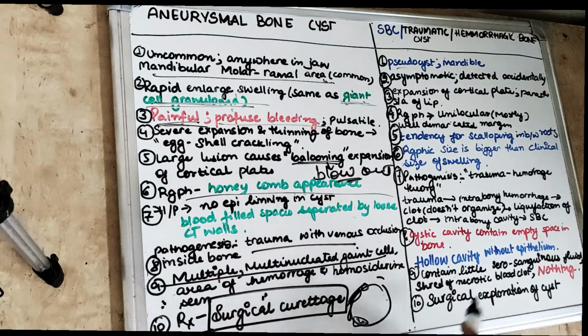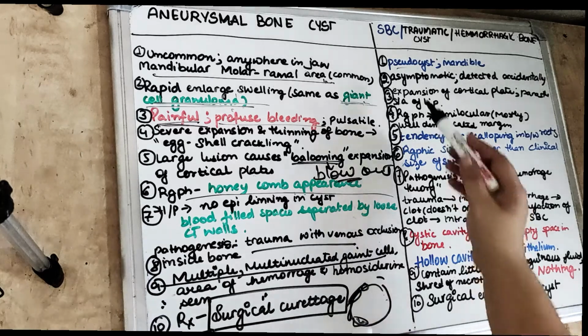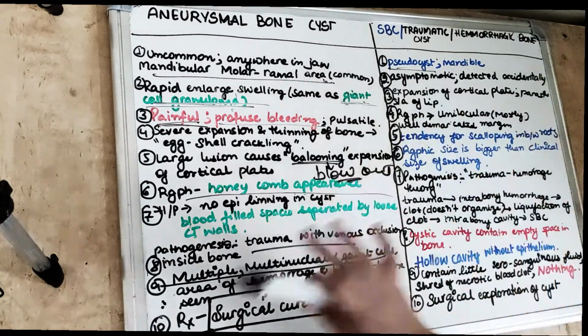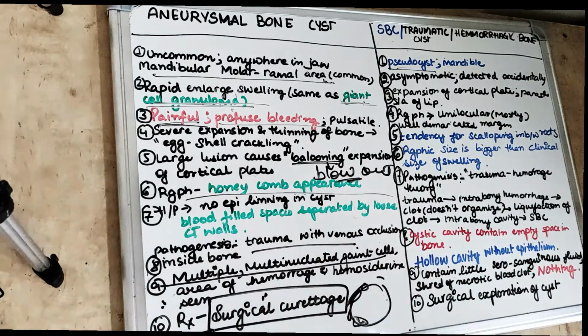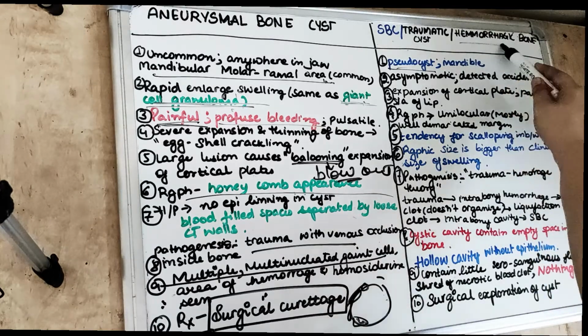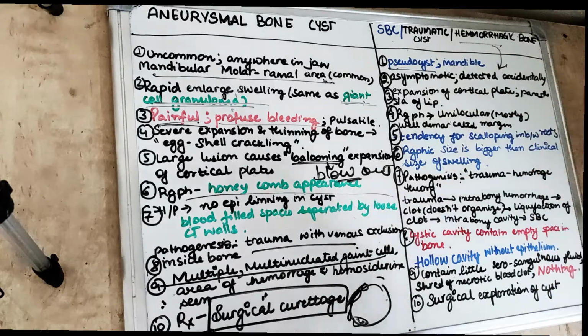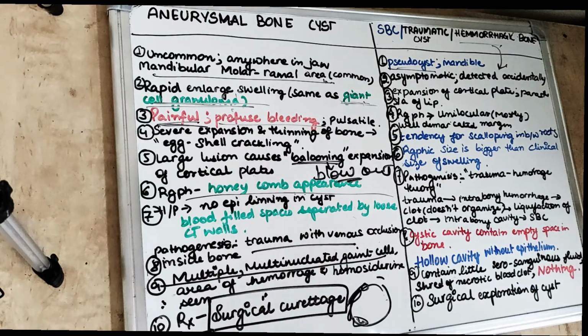Now coming to the SBC, the solitary bone cyst, or we can say the traumatic bone cyst or the hemorrhagic bone cyst. Now coming to this, see, this is a pseudocyst. Again, there is no epithelial lining in this SBC or traumatic bone cyst or hemorrhagic bone cyst. Now you might think, because the name is hemorrhagic bone cyst, that if we puncture it, there will be a lot of blood. In fact, it is the opposite.